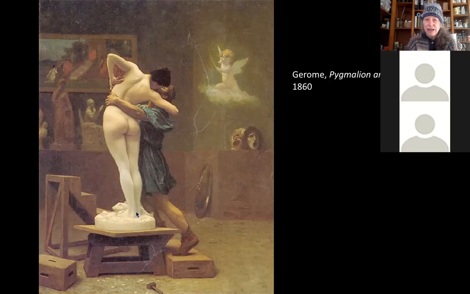And he falls in love with his own artwork. And somehow, magically, that statue comes to life. That's the moment you see here, where Pygmalion is going, oh my God, she's real. Sort of like in the Frankenstein movie. It lives! It lives! Anyway, in the background, you see this Cupid shooting an arrow at them and making them fall in love.